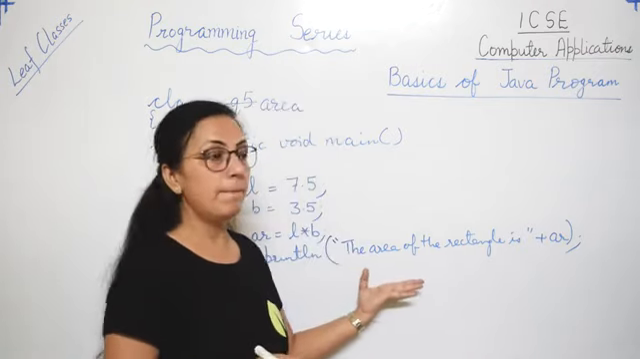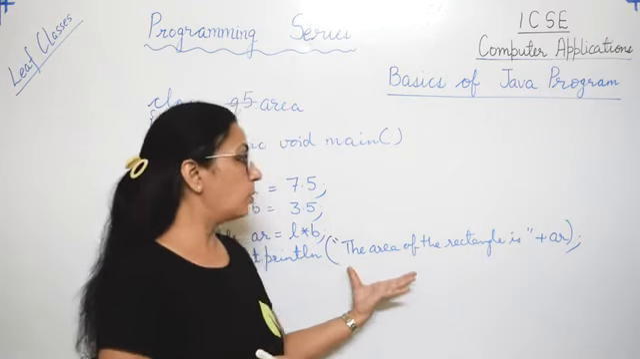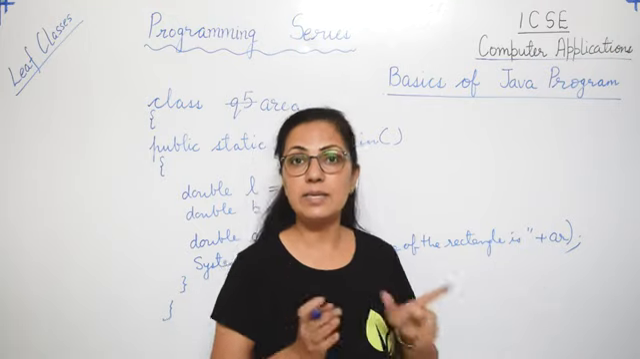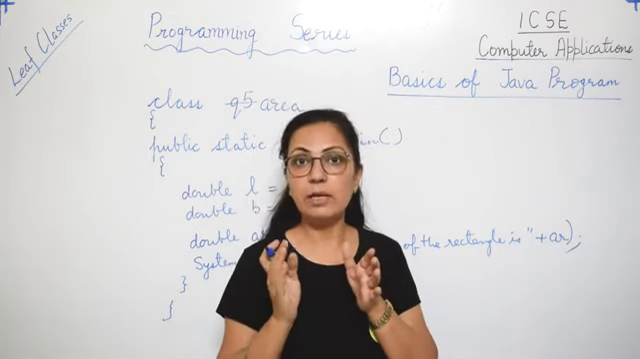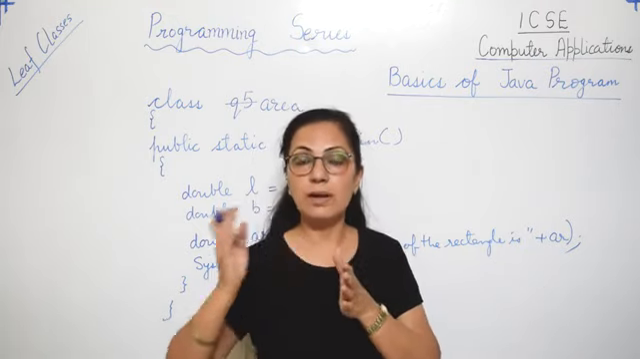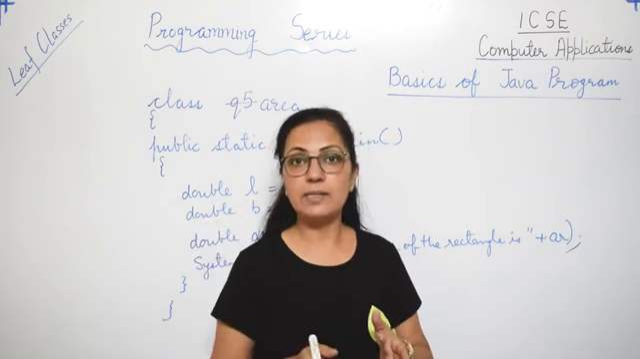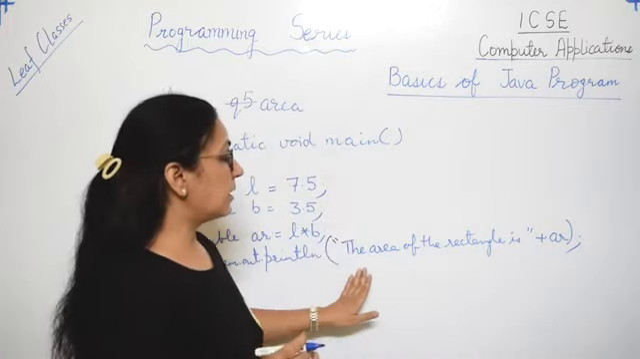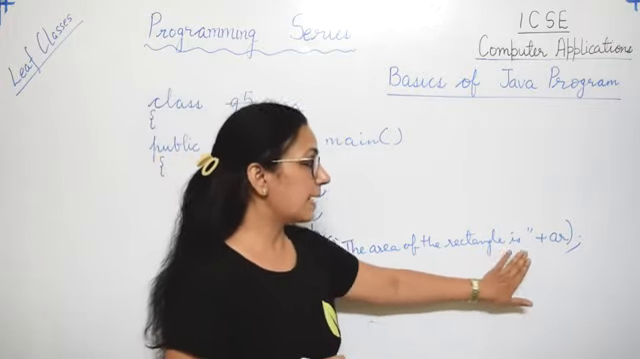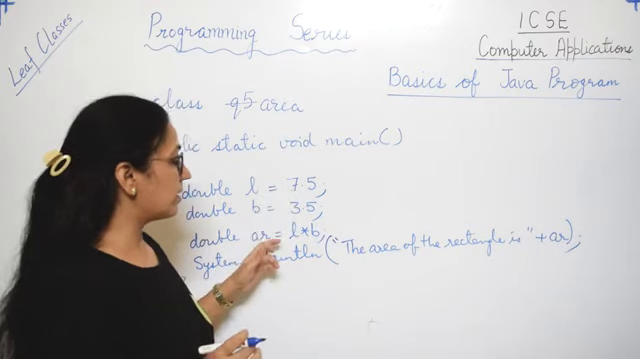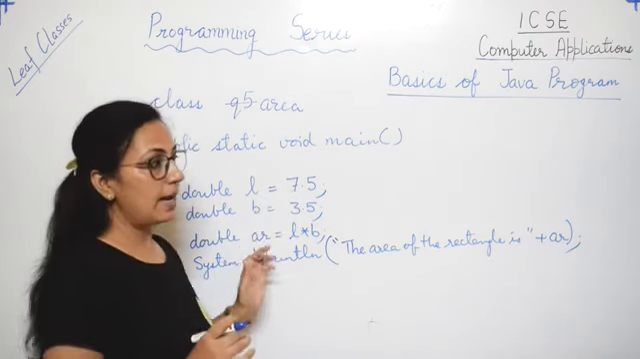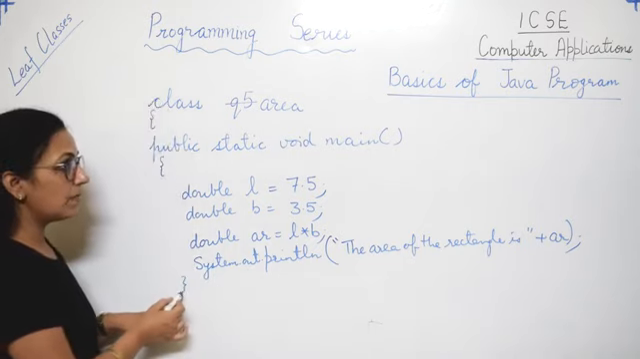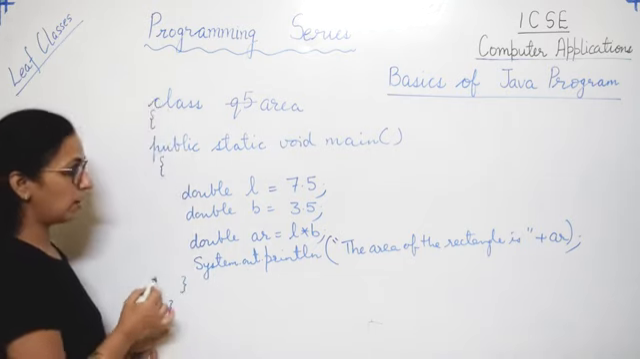Now the message is always enclosed within double quotes and plus. This plus sign works as a separator, right? When you want to give more than one value in one print statement, then the plus sign works as a separator. So the output of this will be the area of the rectangle is, and whatever calculated value is there in AR, that value will be displayed. And after that we will close main and then we will close the body of the class.